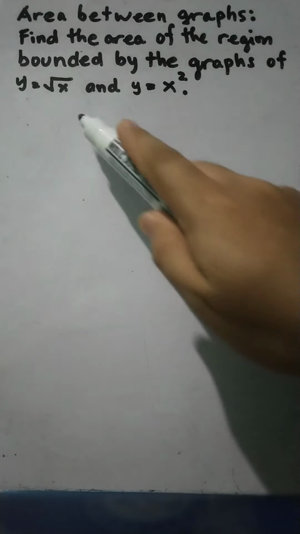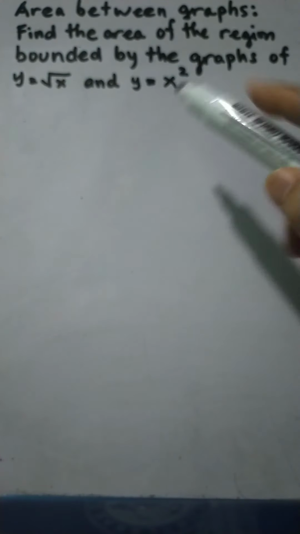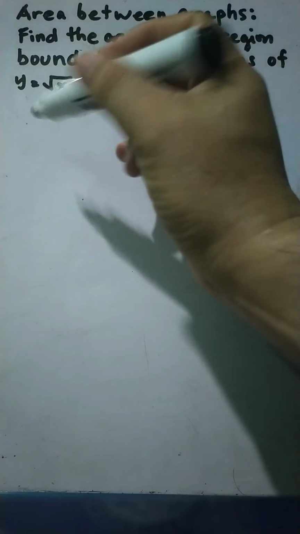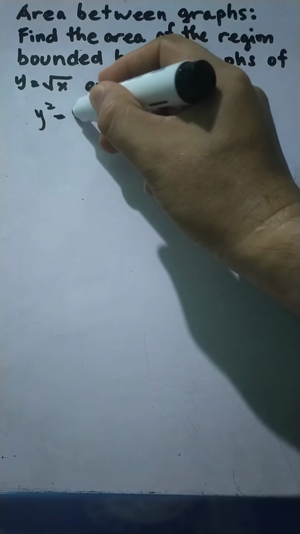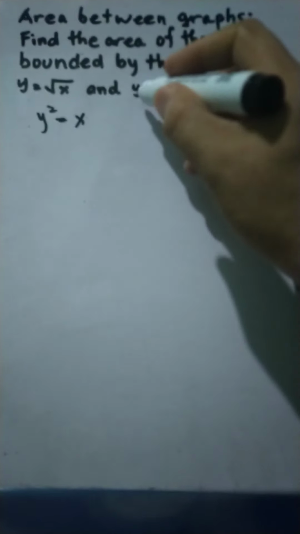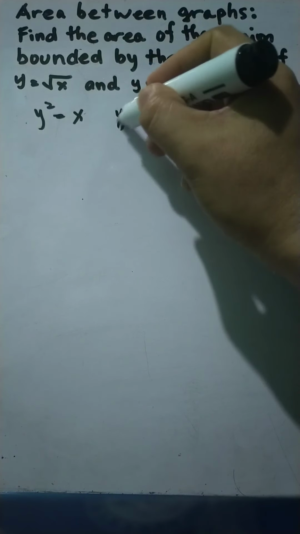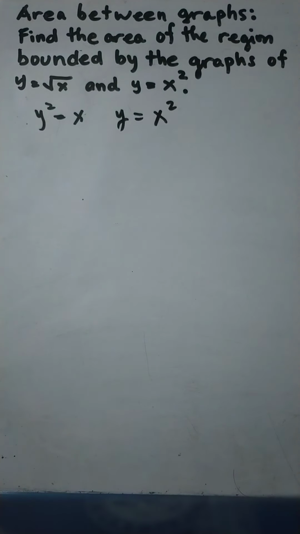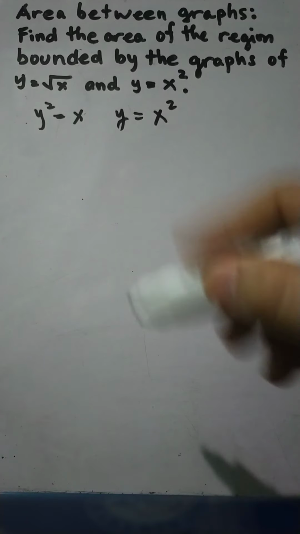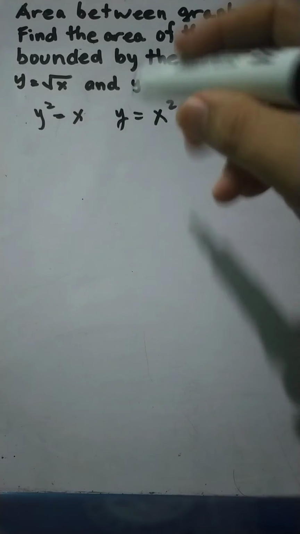So if you have noticed, we have here two graphs. We have y equals square root of x and y equals x squared. First, we will write this one as y squared equals x. And this one will remain as y equals x squared. So this is our solution. Now, to solve this, again, we have to draw the graph in order to visualize this problem.